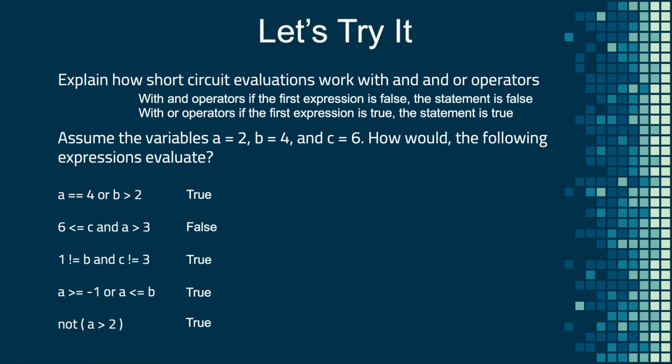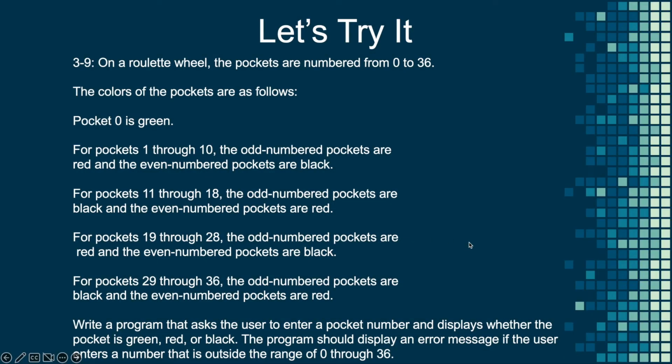If you don't understand them, again, rewind the video here, rewatch the video, go back over the book, go back over the slides. Just make sure you understand this. All right, so here's what we're going to do. If you guys like gambling, you're in luck here, because we're going to try this problem here together. On a roulette wheel, the pockets are numbered from 0 to 36.